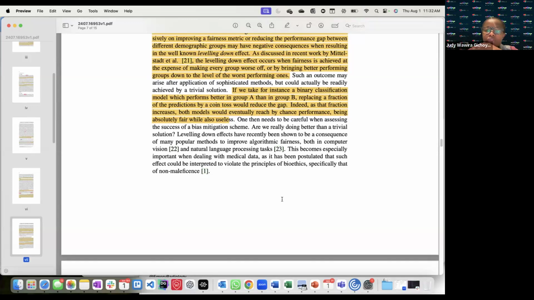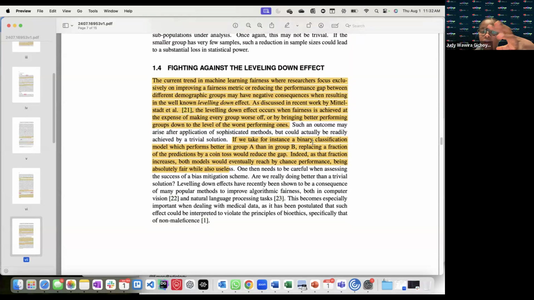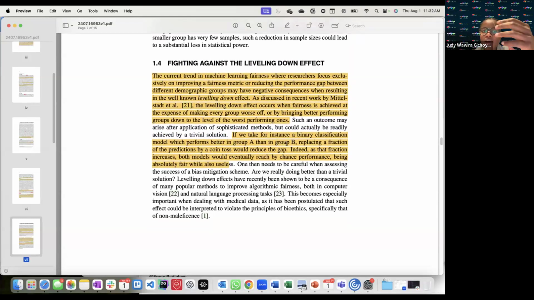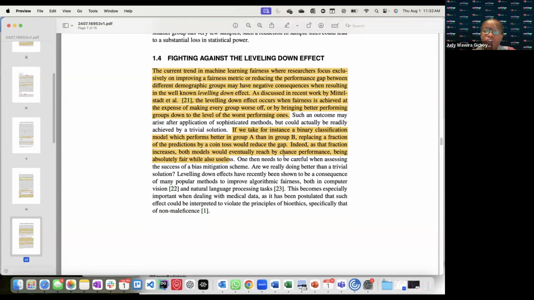And so they say that this is a little futile if you're just chasing the fair metric. Let's say you have a binary class which performs better in group A than in group B. If you keep replacing a fraction of the predictions by a coin toss, it will reduce the gap, but then you'll end up with a useless model. So in one of our recent lab meetings, we discussed this fairness utility trade-off, right?